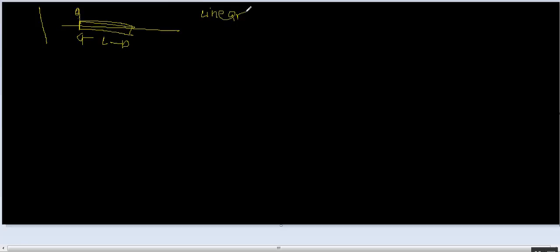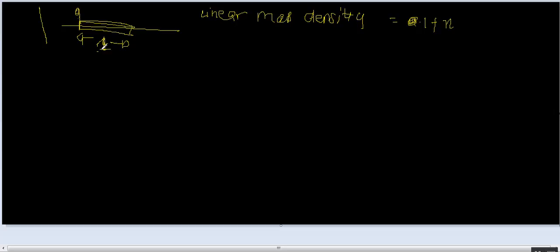And it is given that linear mass density is 1 plus x. Okay, let me give it as 1, so linear mass density is 1 plus x, and the rod's length is 1.